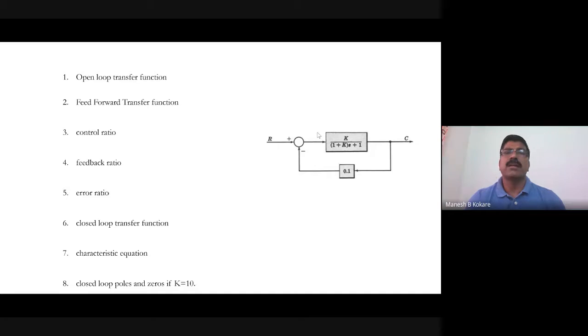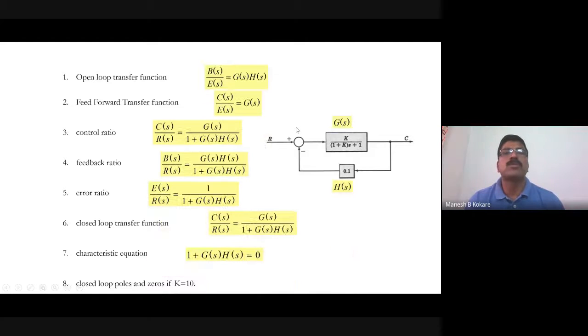Now, see that the open loop transfer function is the product of the forward transfer function and the feedback transfer function. If you take this product, it is called the open loop transfer function. What is the open loop transfer function of the given system? It is k into 0.1, so 0.1k divided by (1 plus k) into (s plus 1). That will be the open loop transfer function, given by B(s)/E(s) equal to G(s)H(s). So this is G(s) and this is H(s).